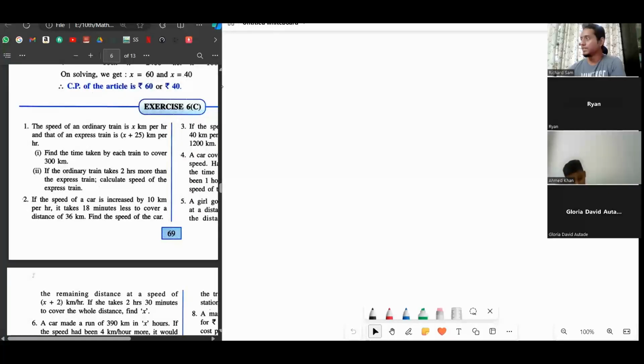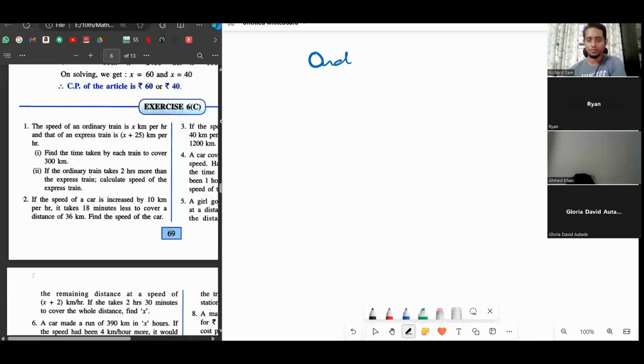The speed of an ordinary train is x kilometer per hour. So they're giving you the speed. And the speed of an express train is x plus 25, meaning it's 25 kilometer per hour more than the ordinary train. If the ordinary train speed is 100 kilometer per hour, then x plus 25 is 125. Find the time taken by each train to cover a distance of 300 kilometers. So we have two trains.